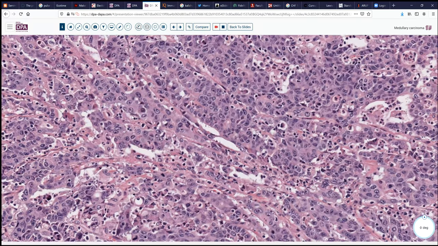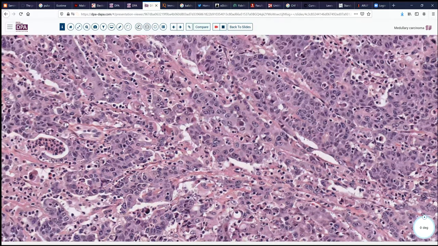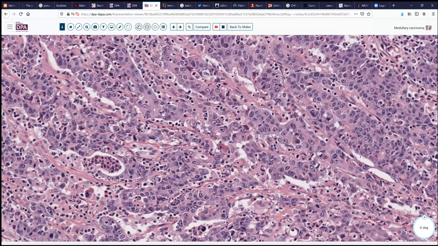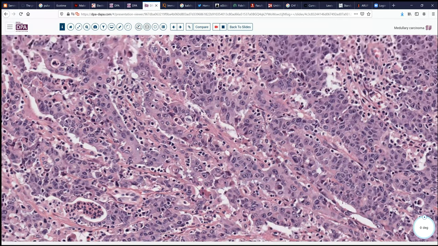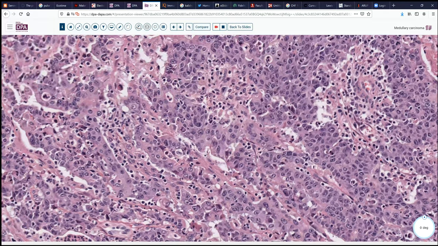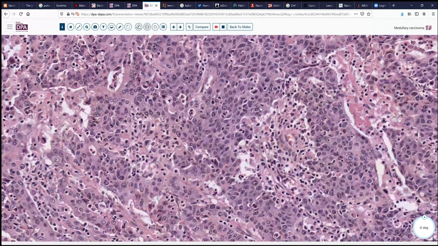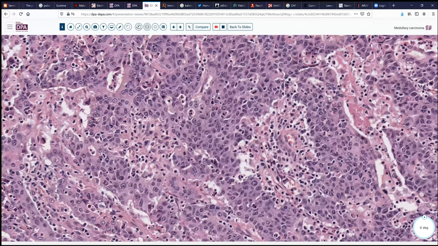And as we look around, we can see here's a few neutrophils in maybe a lumen, but no definite lumen formation or glandular features, no signet ring cell forms. And it looks as though this tumor is quite mitotically active. There's a number of mitotic figures that we can see in areas of this tumor, along with this infiltrative pattern of lymphocytes accompanying the lesion.